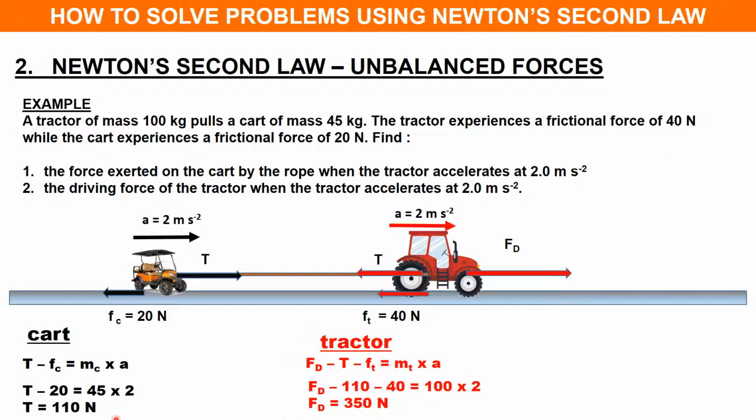So the next step now is to fit in all the numbers. We have got the tension, which we calculated in part 1, the frictional force exerted on the tractor, 40 newtons, the mass of the tractor, 100 kg, and the acceleration, 2 meters per second squared. So therefore, my driving force then is 350 newtons.